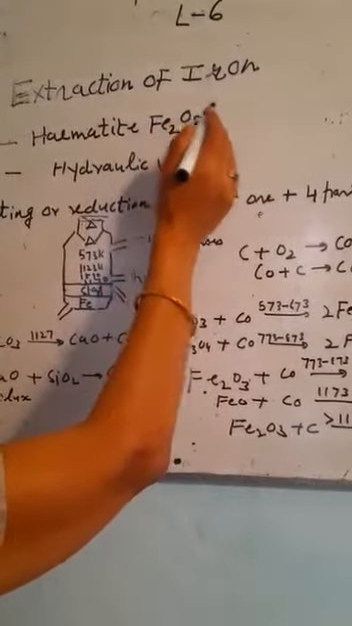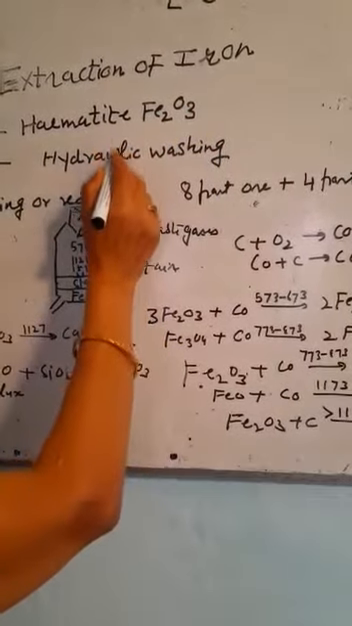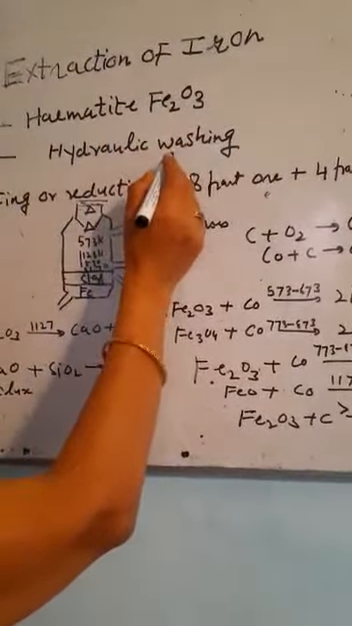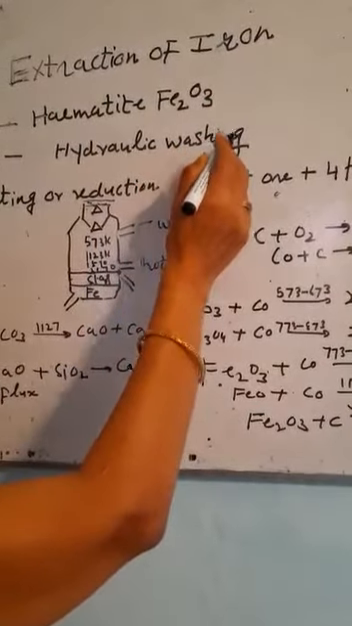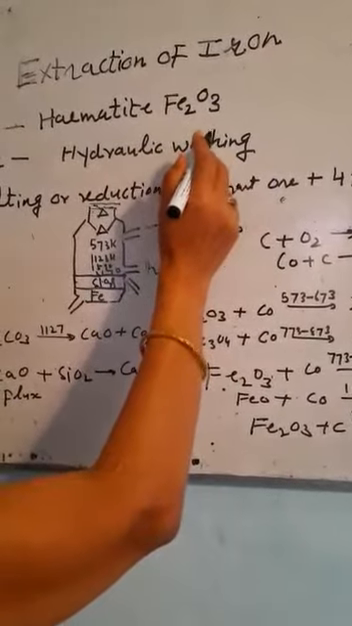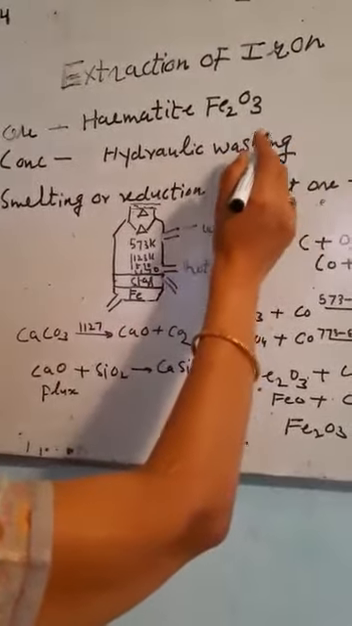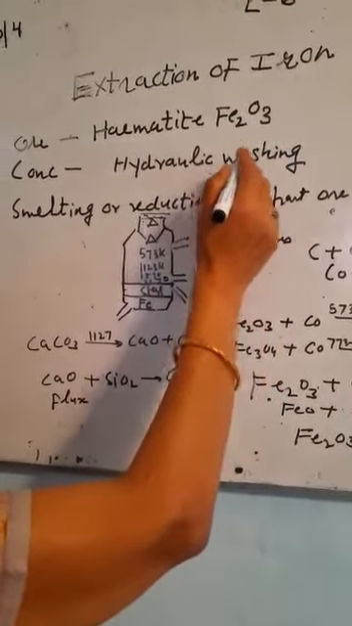The ore of iron is hematite. First of all, it is concentrated by hydraulic washing. It is converted into small pieces of 2 cm. It is washed with water to remove earthy impurities. After that, the calcination takes place.